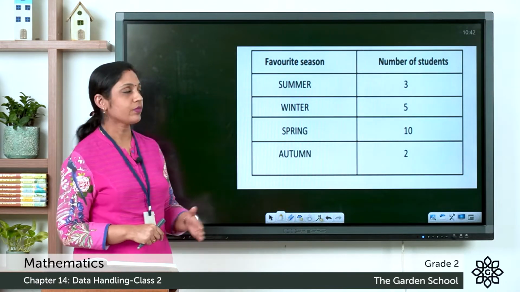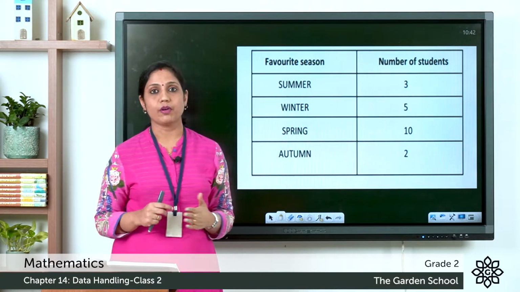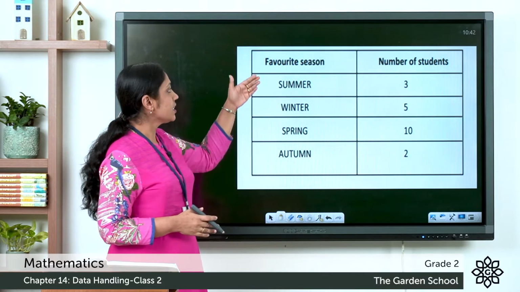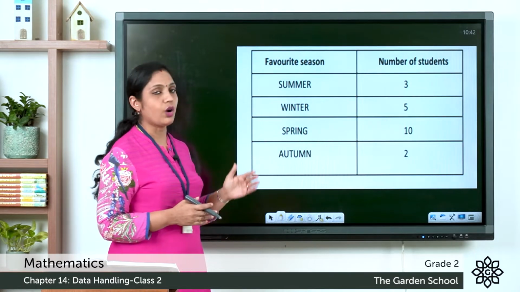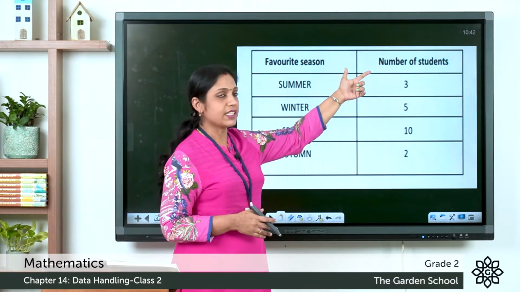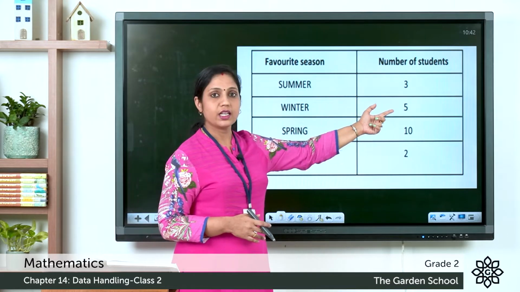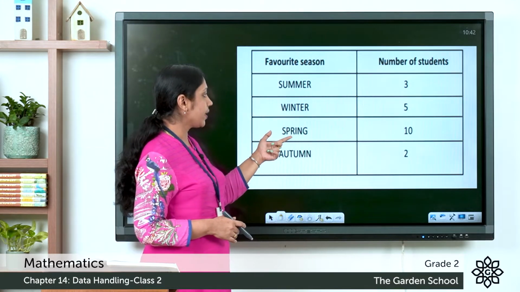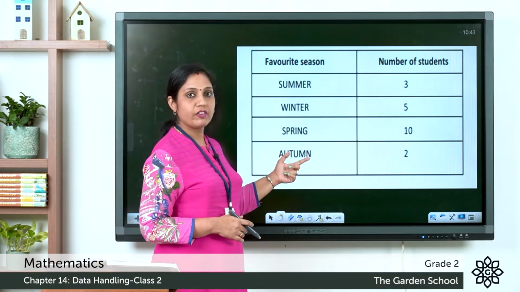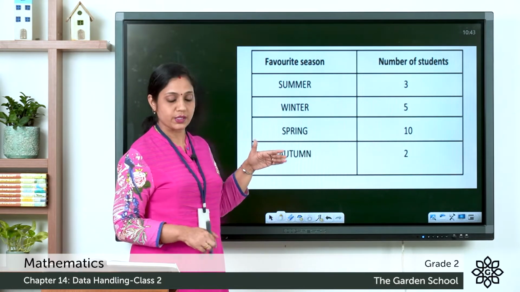Here you can see in one column there is favorite season, and in the other column you can see the number of students. So this is the favorite season of students. The seasons summer, winter, spring and autumn are given. For summer, the number of students who like it is 3. Winter, the number of students is 5. Spring, the number of students is 10. And autumn, the number of students is 2. So this is represented in numbers.